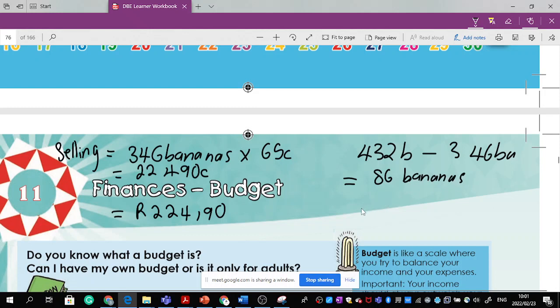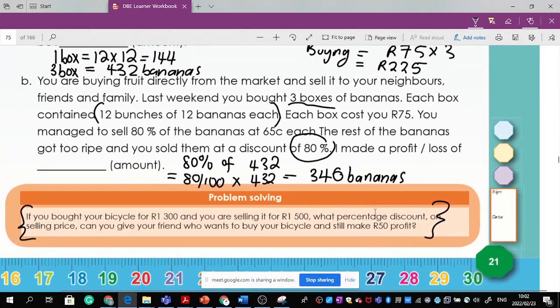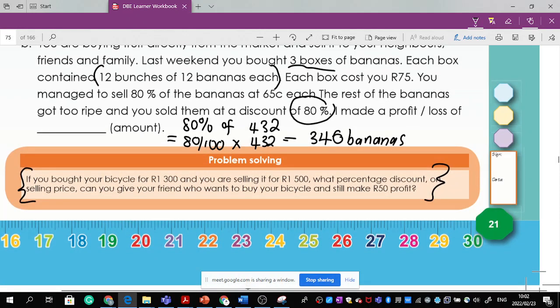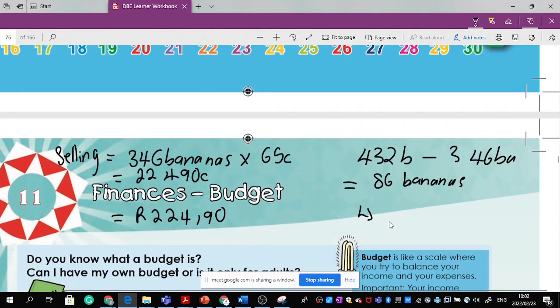Now we need to find out how much we are selling these bananas for since we are selling them at 80% discount. Remember each banana is 65 cents and we need to find out how much the discount is. So to get the discount, it's going to be 80 over 100 times 65 cents.